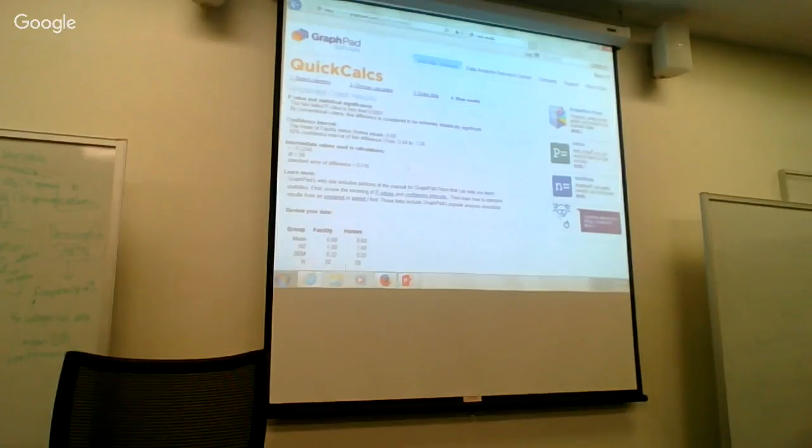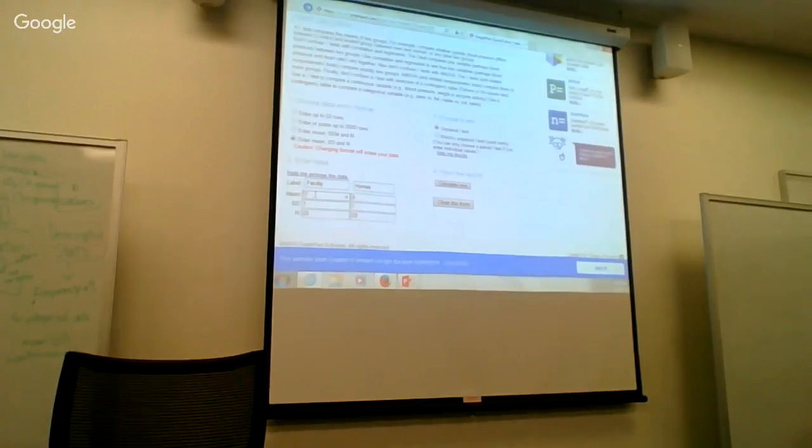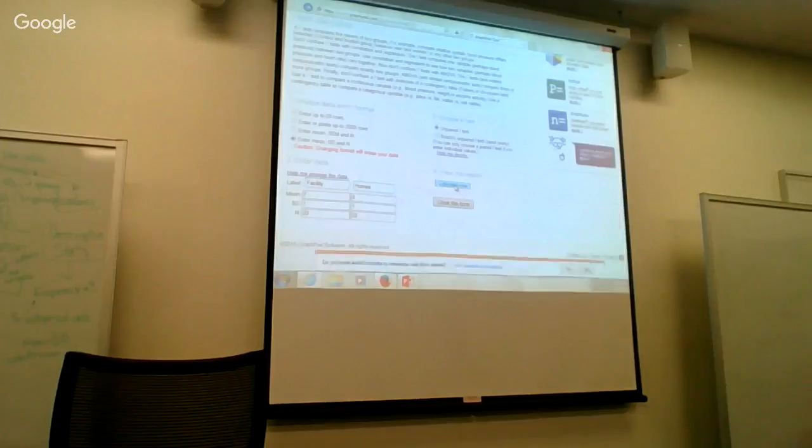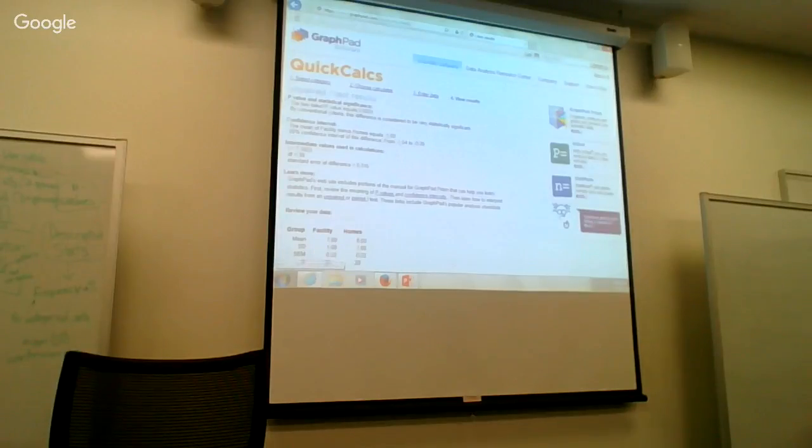Let's go backwards. Let's change this. What if I did 7 and 8? What's going to happen to the p-value? The p-value is going to increase. Let's find out how much it increases by. Ah, it went down a little bit, right? But it's still significant, right? Let me go back again.